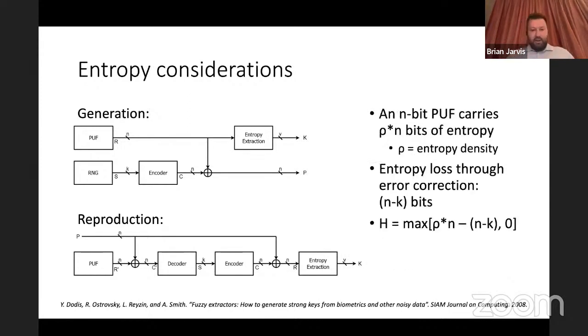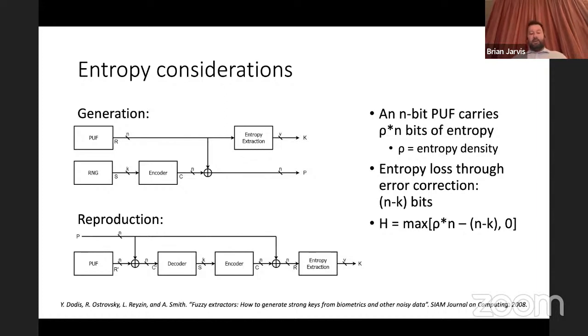Now, I did mention that there are entropy considerations you have to take into account. PUFs are typically expressed in terms of entropy density. So if you have an n-bit PUF, you don't get n full bits of entropy. You typically get some percentage of that. So let's say 85%, just some easy numbers. If you had a 100-bit PUF, you get 85 bits of entropy out of that.